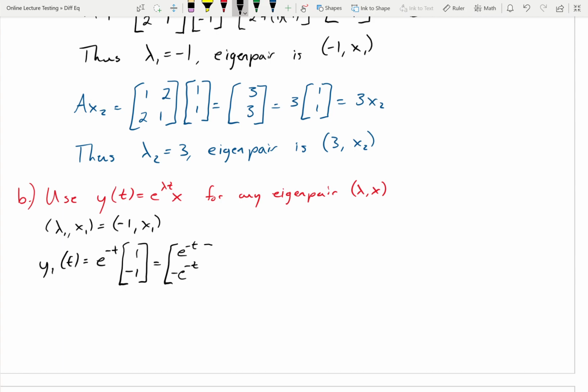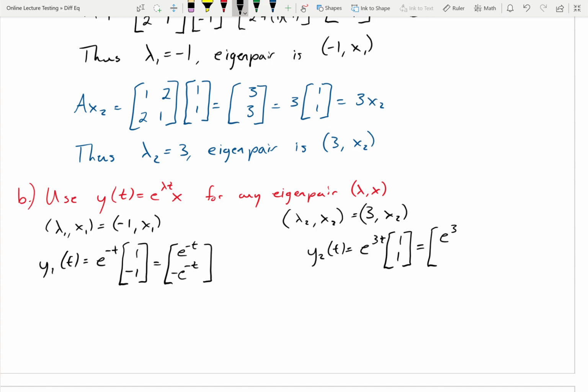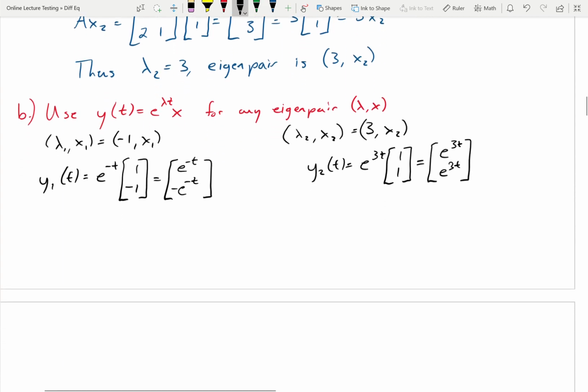And now for the next pair, lambda 2, x2. This is equal to 3, x2. So y2 is equal to e to the 3t times 1, 1. So y2 is equal to the vector function e to the 3t, e to the 3t. All right, and that's all we have to do. So that's what y1 and y2 are. So that part B is really straightforward.